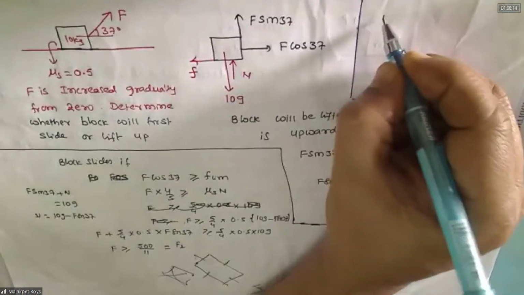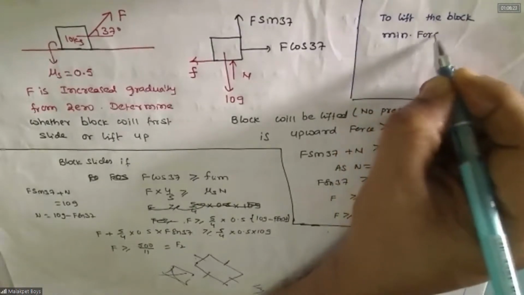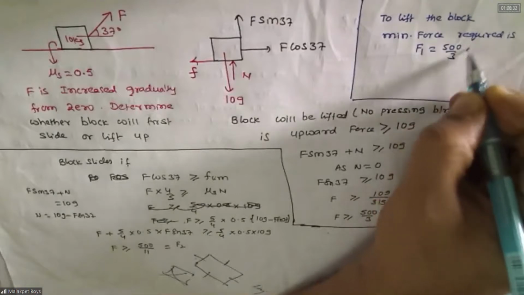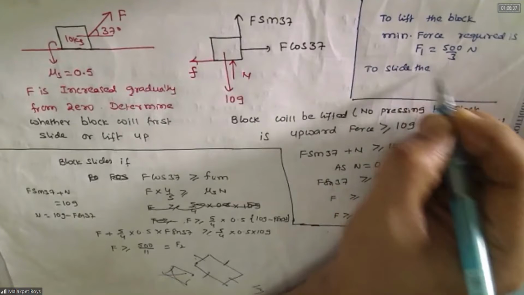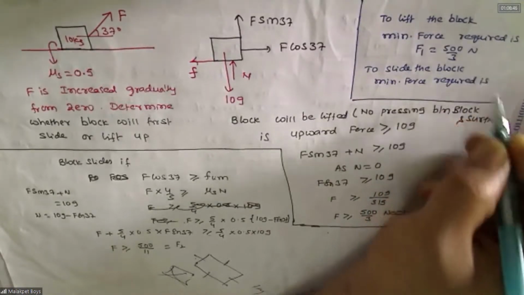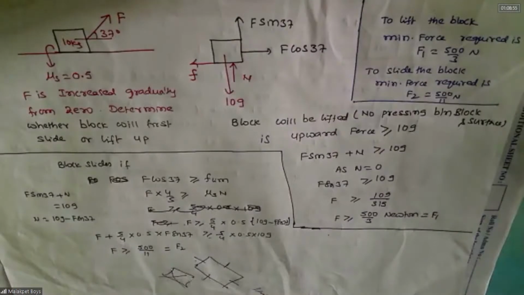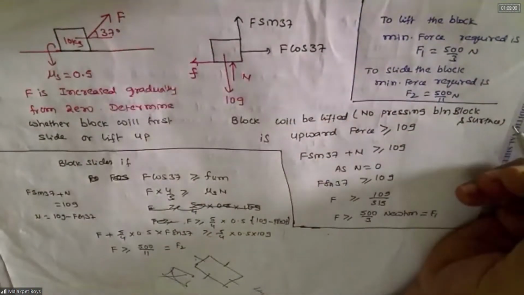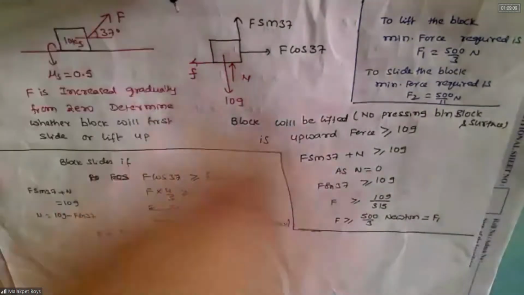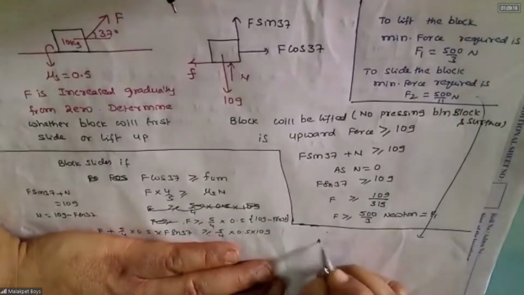Now you can see, to lift the block, the minimum force required is how much? To slide the block, it is equal to 500 by 11. And lifting is how much? 100 by 11. Now if you observe these two, when you are increasing the force, which will occur earlier? 500 by 11. So this will be the minimum. As the force is gradually increased, which value will come?